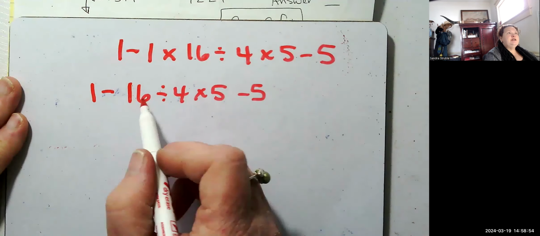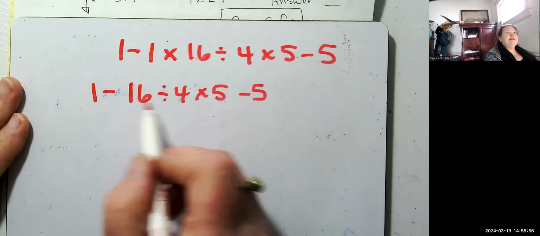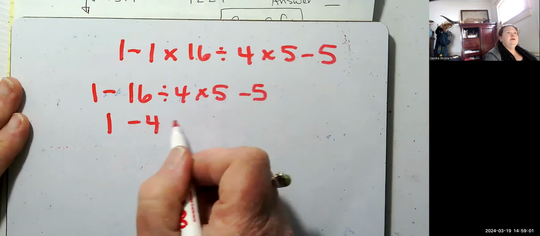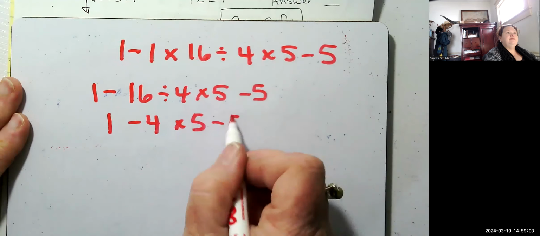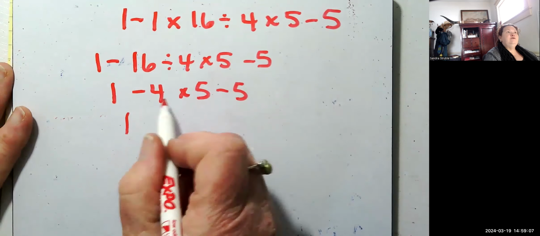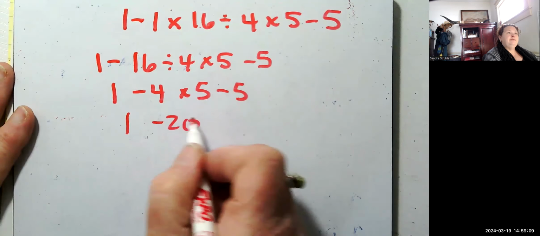Left to right, subtraction. Okay, division. We've got negative 16 divided by 4. So the negative 16 divided by 4 is just negative 4. Bring everything else down. We've got multiplication. Negative 4 times 5 is negative 20.